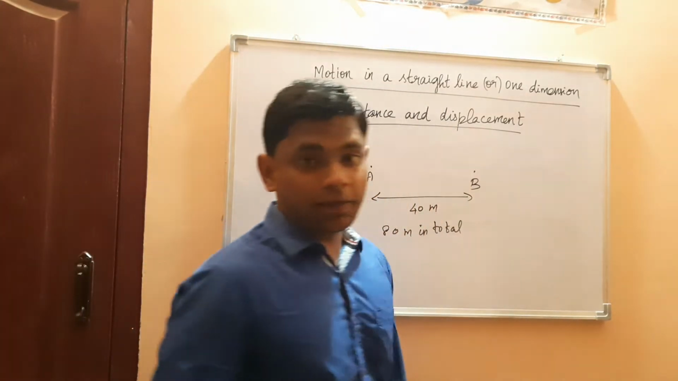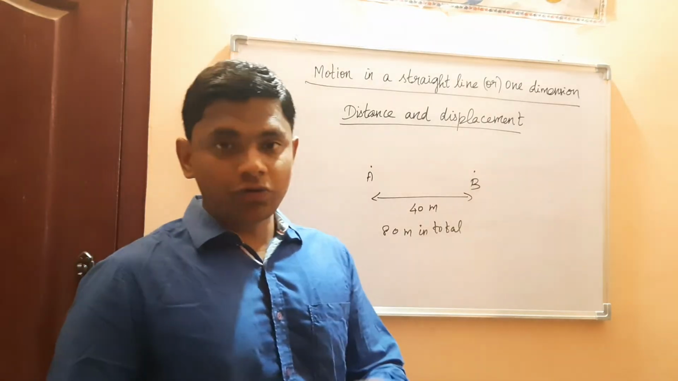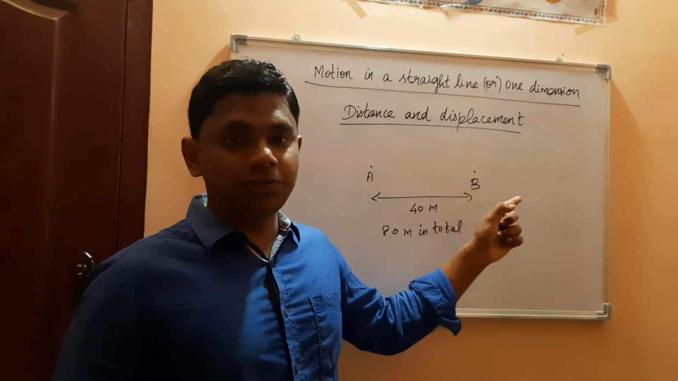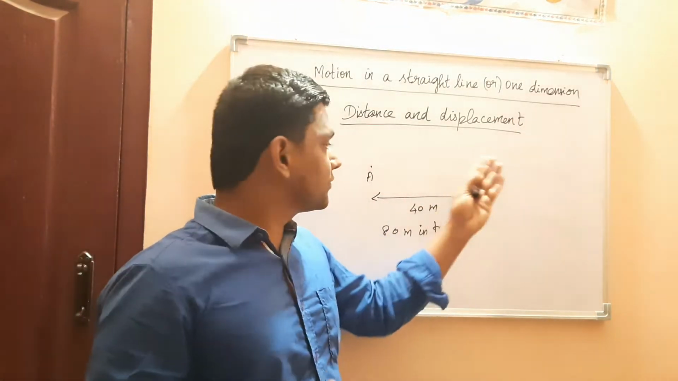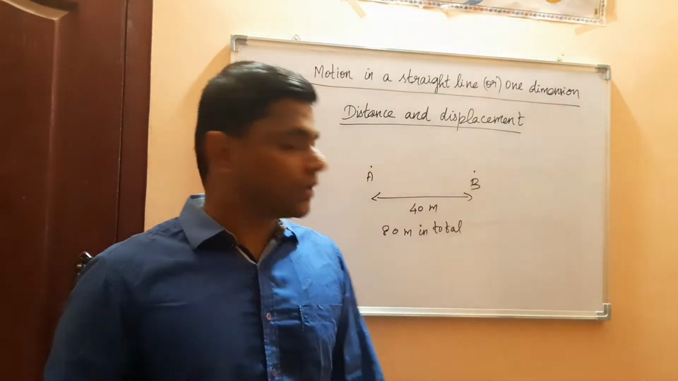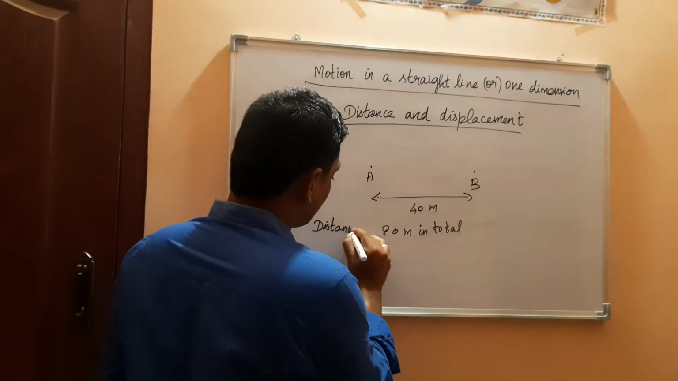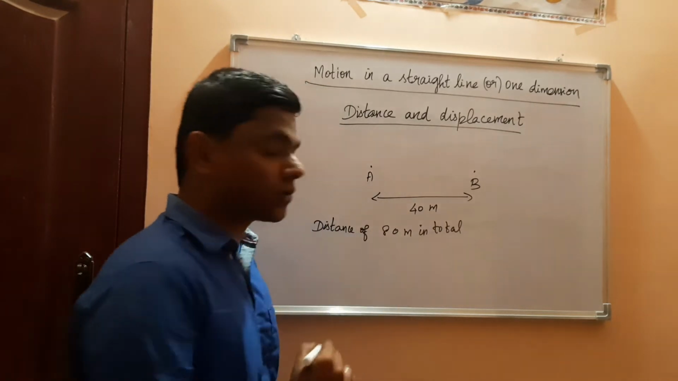I hope you are getting me. I am going to repeat it again. The object has started from A and it has reached B, and then again it has traveled from B and it has reached A. Overall, it has traveled a distance of 80 meters in total.